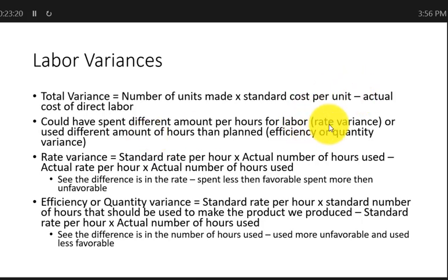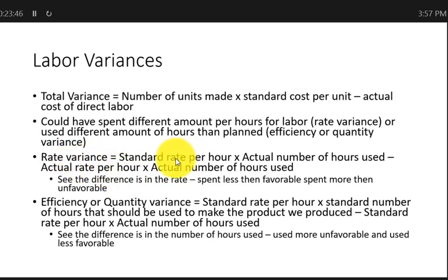We're going to refer to it as a labor rate variance or a purchase variance if it has to do with how much we spent. And if it is about the number of hours we use, we could call it either an efficiency or a quantity variance. Again, we're not worried too much about the terminology. So here's the formula for the rate variance.